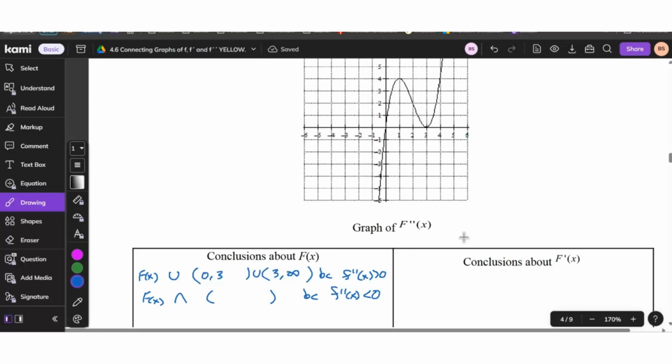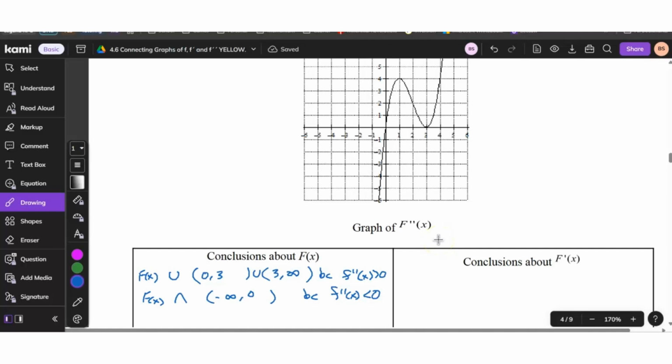Where is the second derivative negative? Negative infinity to 0. Exactly, right? It's going to be on this part here. That's where that second derivative is negative. It's just where it's below the x-axis. Okay? Don't second guess it, you two.